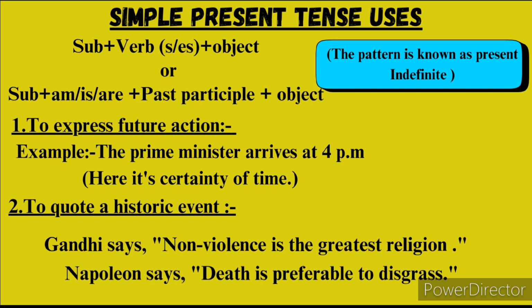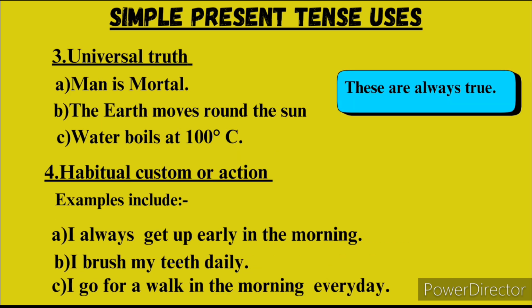Simple present tense uses the pattern subject plus verb plus s/es plus object, or subject plus verb plus object. This pattern is known as present indefinite. To express a future action: the Prime Minister arrives at 4 p.m. Here, it's certainty of time. To quote a historic event: Gandhiji said, non-violence is the greatest religion. Napoleon says that death is preferable to disgrace.